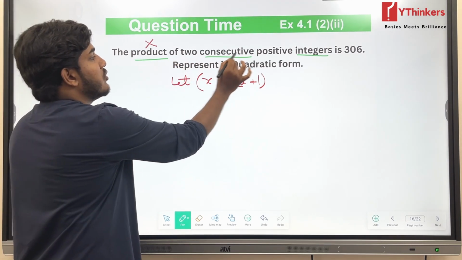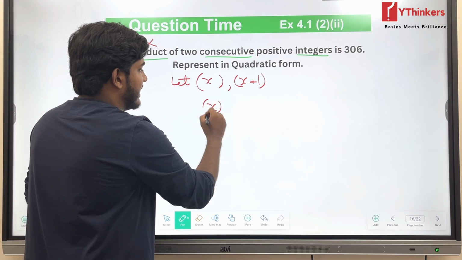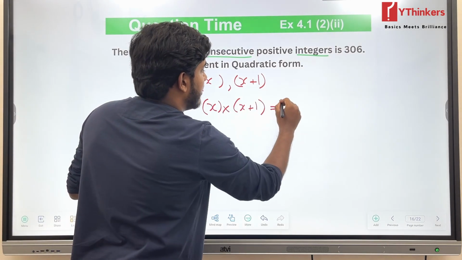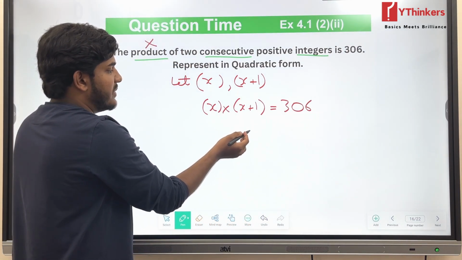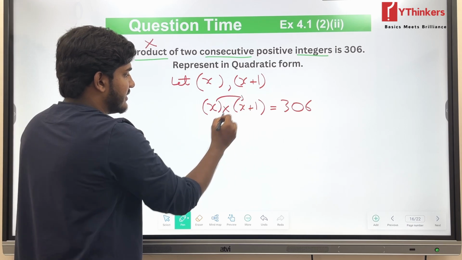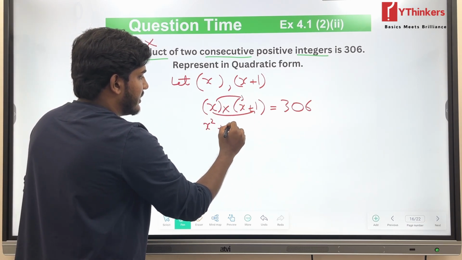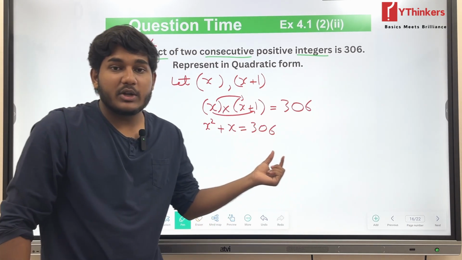The product of two consecutive positive integers. So can I write the product? What is the product? x into x plus 1 is equal to what? 306. No problem. Can I open this bracket? x into x is nothing but x square, x into plus 1 is nothing but x, is equal to 306. Have I converted it to an equation?